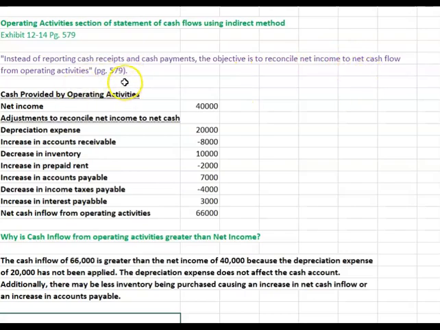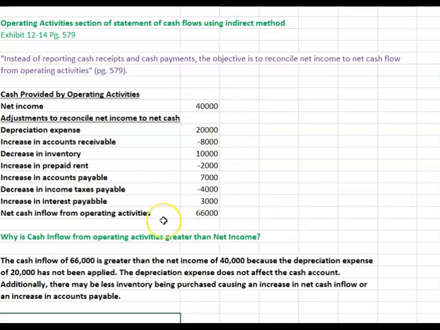This can be found on page 579 of your textbook. A pretty good example is also on that page, Exhibit 12-14. But yeah, that table is pretty much right down here. So to break it down, cash provided by operating activities, your net income, and then you break it down into adjustments to reconcile net income to net cash, including depreciation expense, increases and decreases in accounts receivable, inventory, prepaid rent, accounts payable, income tax payable, interest payable, and the overall net cash inflow from operating activities. That's how you break down the table.